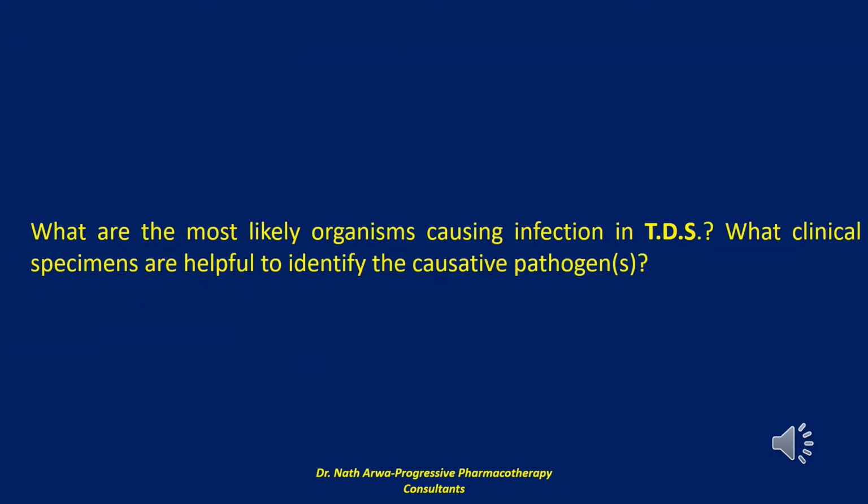The next question reads: what are the most likely organisms causing infection in T.D.S.? What clinical specimens are helpful to identify the causative pathogen or pathogens? The most common pathogens associated with acute cholangitis include Escherichia coli, Klebsiella species, and Enterobacter species. However, Pseudomonas aeruginosa, skin flora, Staphylococcus species, Streptococcus species, and oropharyngeal bacteria may be implicated. Anaerobic organisms, commonly Bacteroides species, are associated with approximately 15% of infections, particularly in elderly patients undergoing biliary tract surgery.